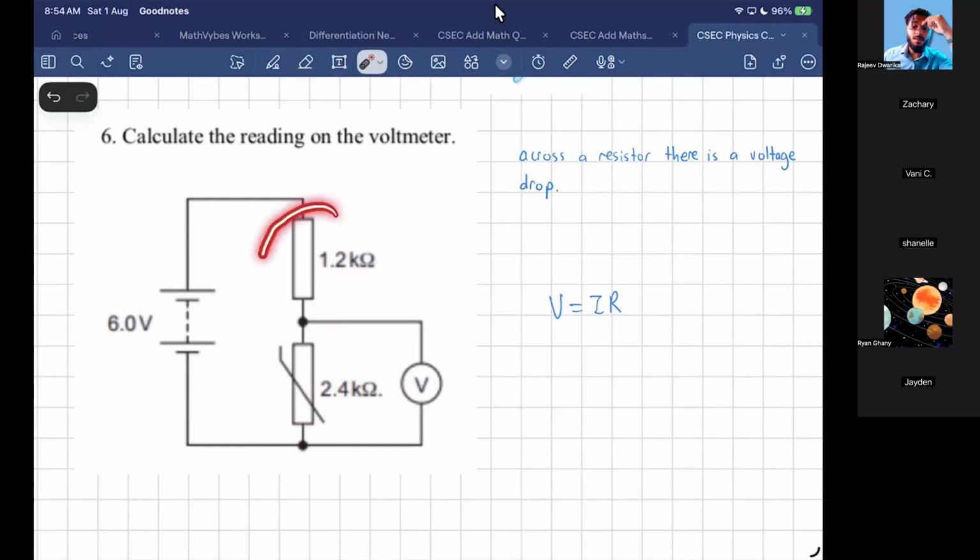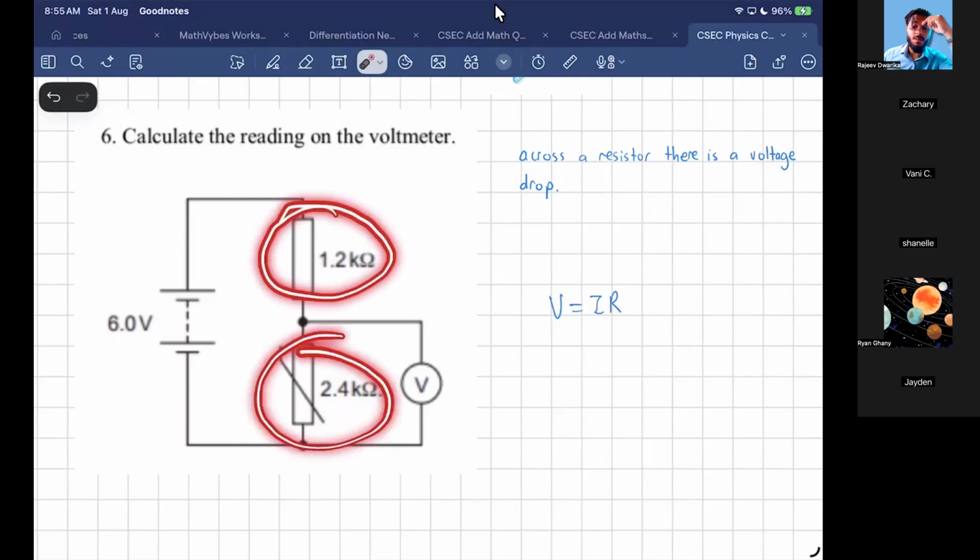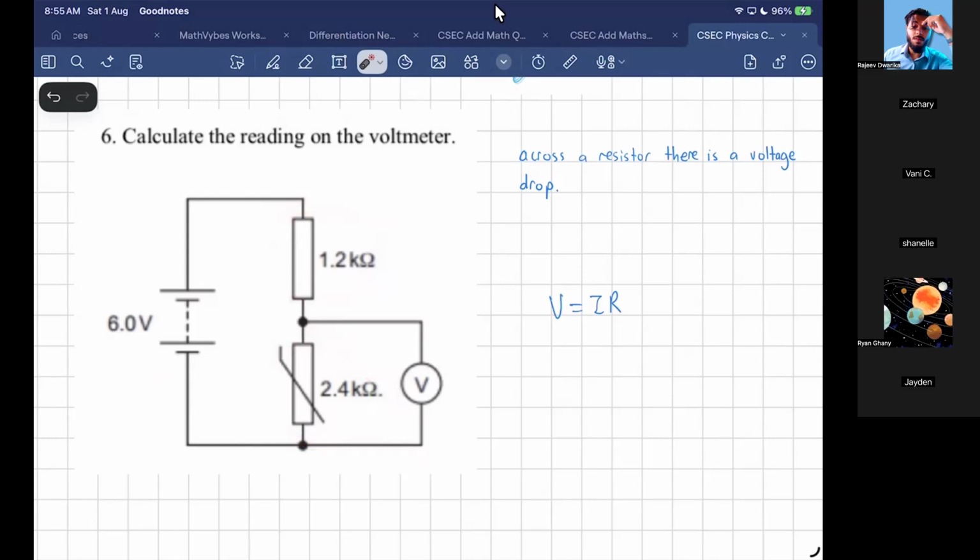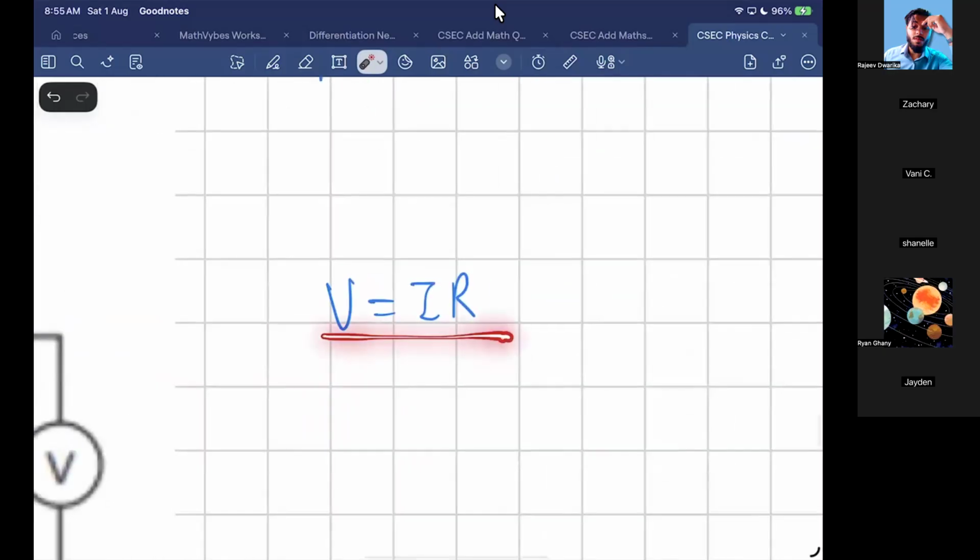So where would you say there's a greater voltage drop? Across the 1.2k resistor or across the 2.4k resistor? 2.4k resistor. Exactly. And you can see that relationship from Ohm's law. It says that voltage is directly proportional to resistance, where I is the constant of proportionality. If the current remains the same and the resistance goes up, the voltage goes up. Are you seeing that or no?